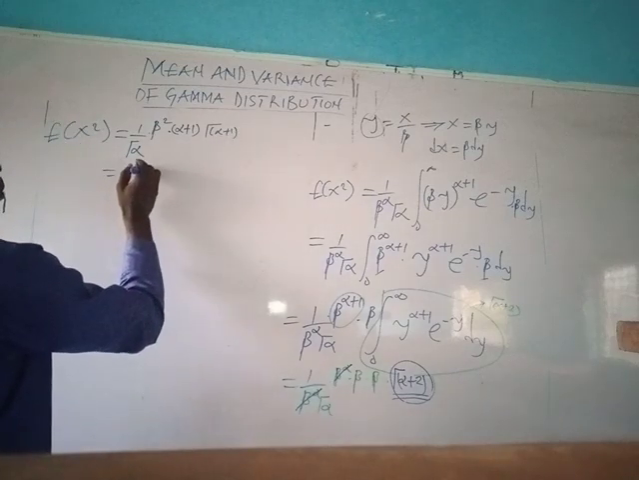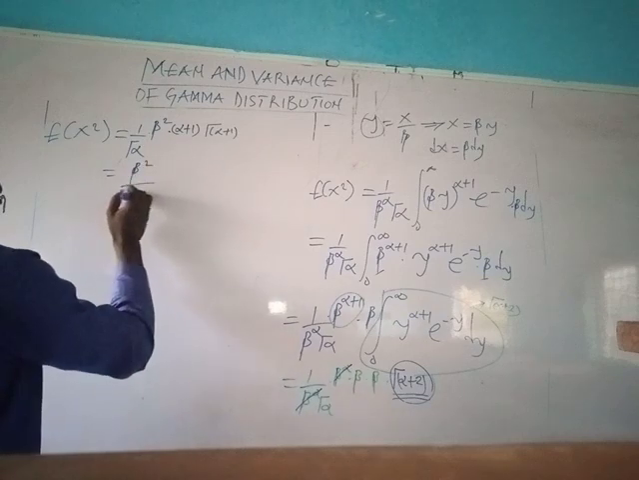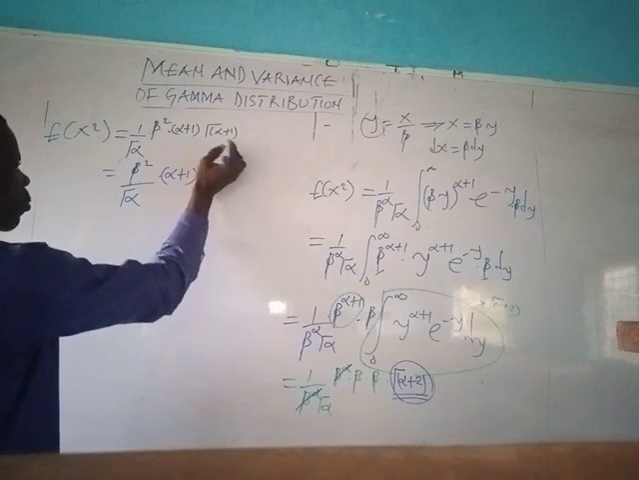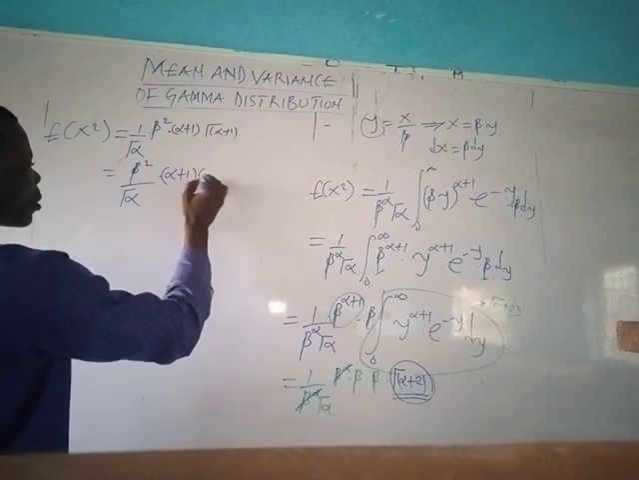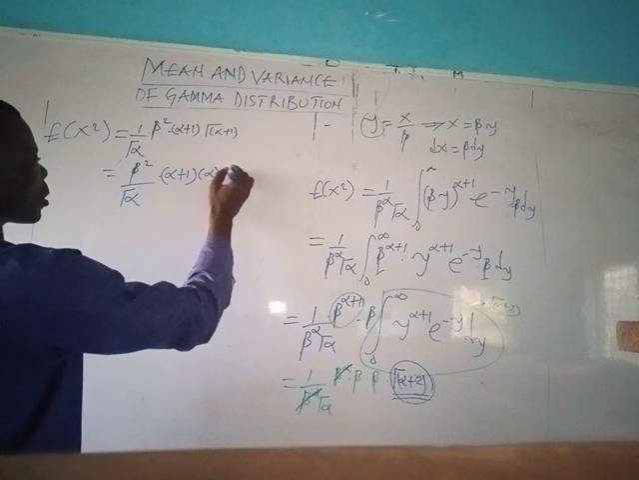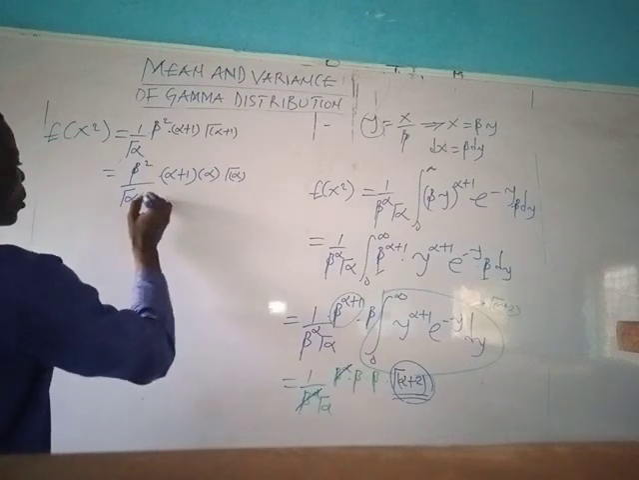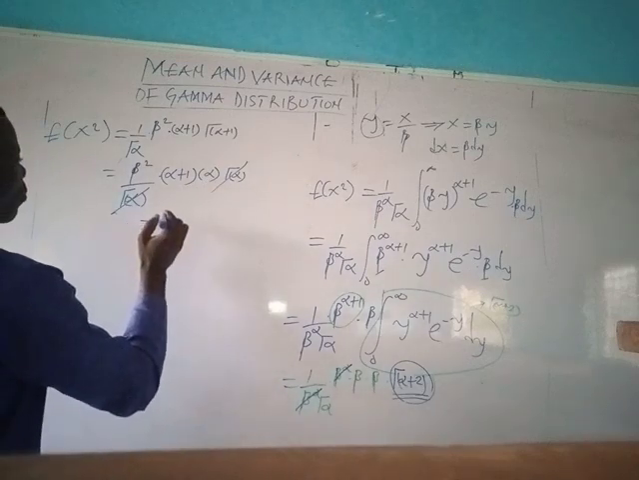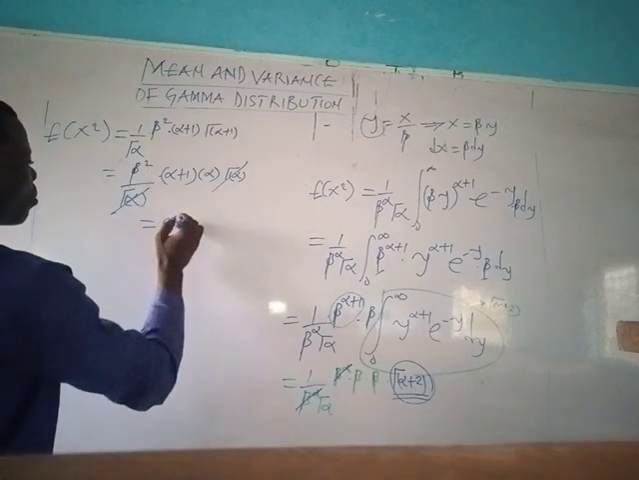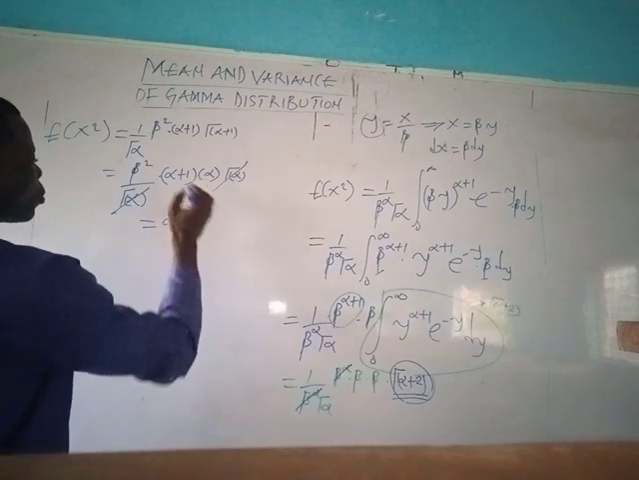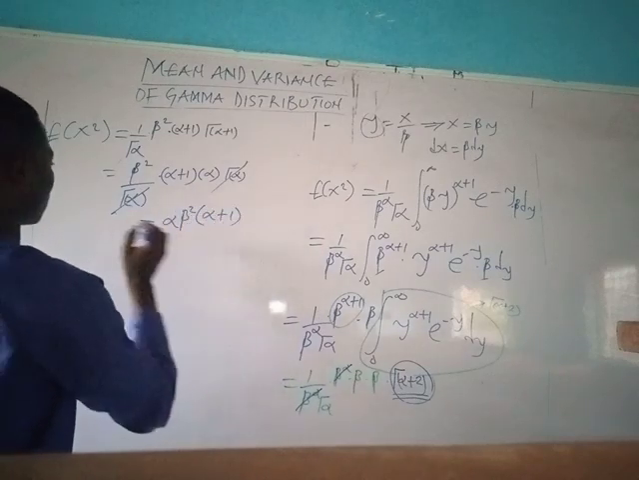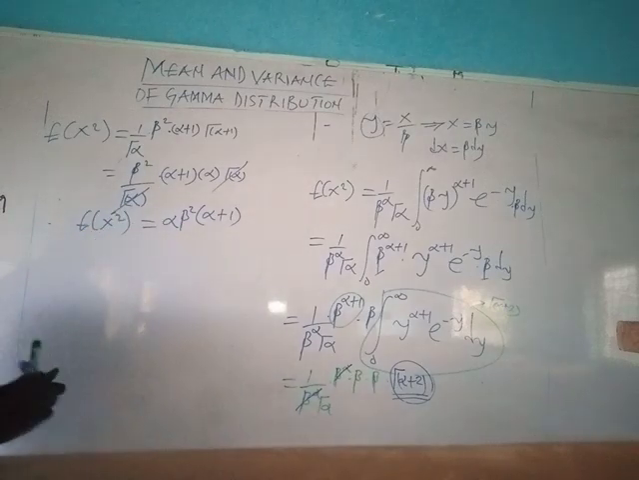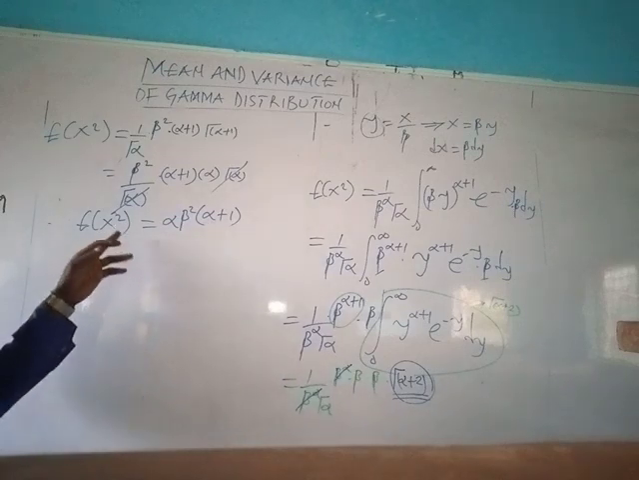So this is beta square gamma alpha times alpha plus 1. To further this, we remove 1 again and we get alpha gamma alpha. You can see that this will take care of this. We now have alpha beta square into alpha plus 1. So that's our expected value of x squared, which is the second sample moment.